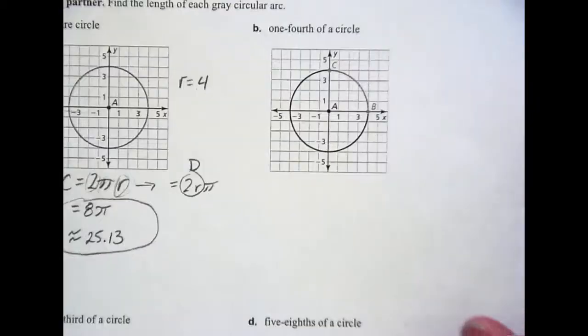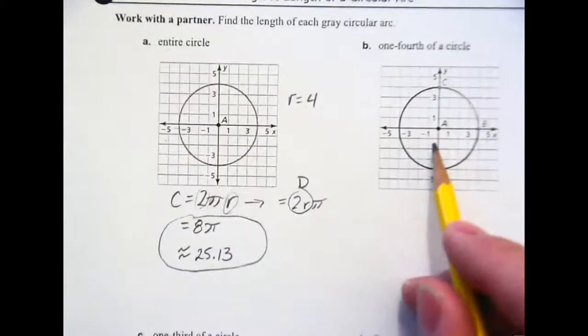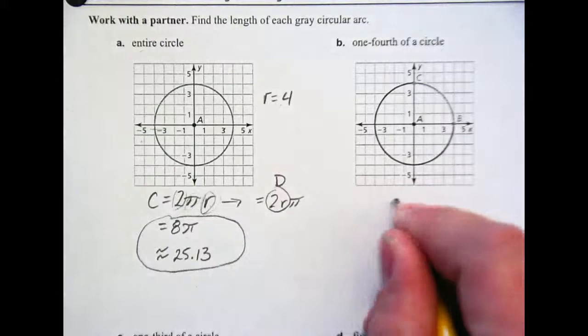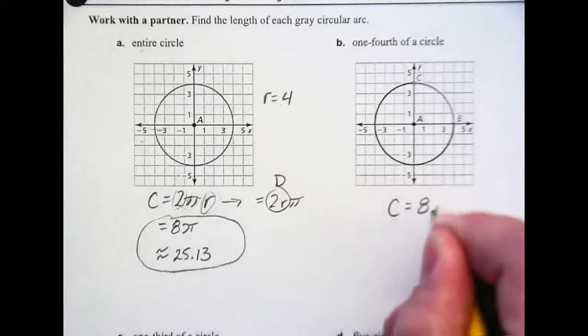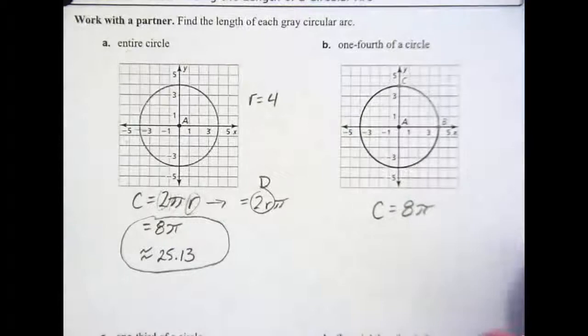Yeah. All right. Letter B. Well, the entire circle, this is the same size circle, right? The entire circle here, once again, has a circumference of 8 pi. But I don't want the entire circle. What part of it do I want? 1/4. Yeah. What do you get?